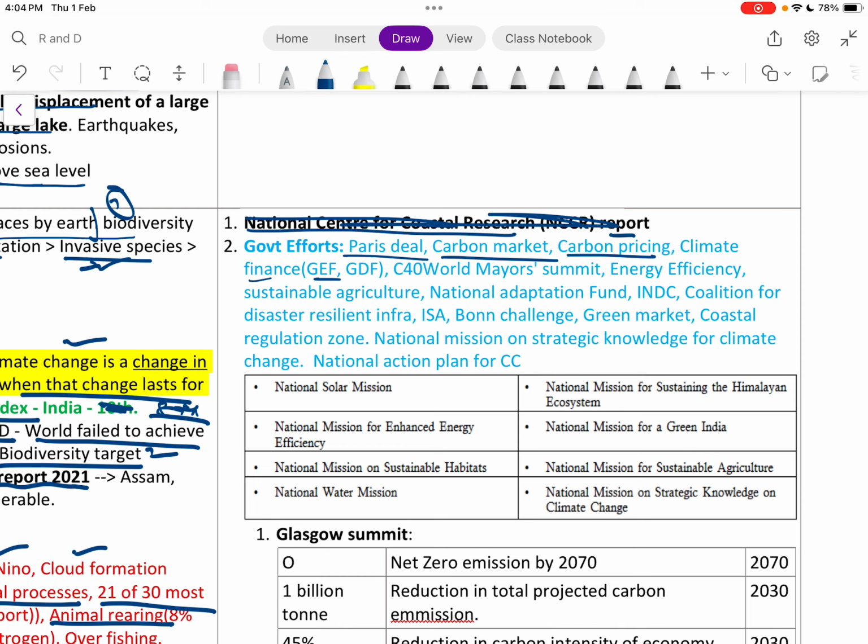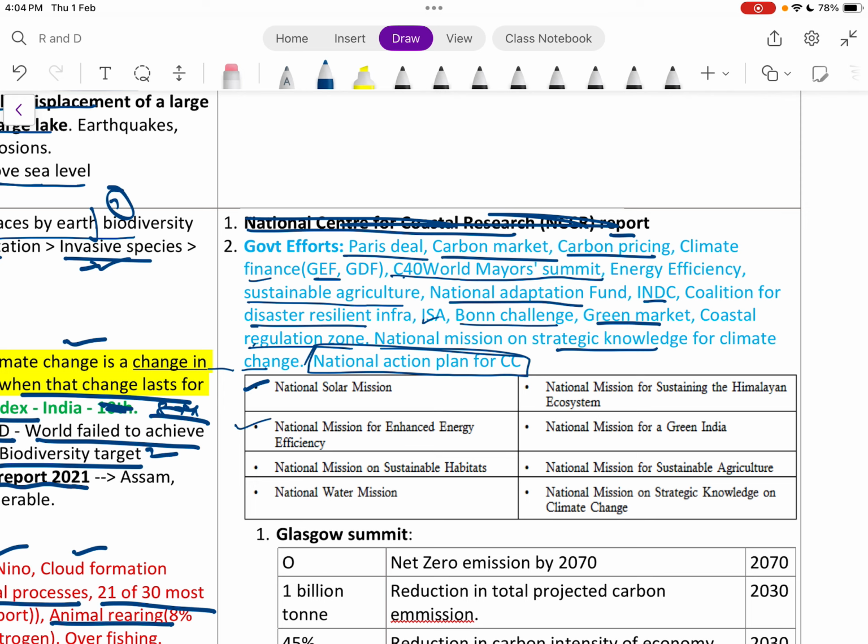Then we have the C40 World Mayor Summit, energy efficiency, sustainable agriculture, National Adaptation Fund, INDC, Coalition for Disaster Resilient Infrastructure, International Solar Alliance, Green Bond Challenge, Green Market, Coastal Regulation Zone, National Mission for Strategic Knowledge for Climate Change, and the National Action Plan for Climate Change, within which we have about eight missions: National Solar Mission, National Mission for Enhanced Energy Efficiency, National Mission on Sustainable Habitat, National Water Mission, National Mission on Sustaining Himalayan Ecosystem, National Mission for a Green India, National Mission for Sustainable Agriculture, and National Mission on Strategic Knowledge on Climate Change.